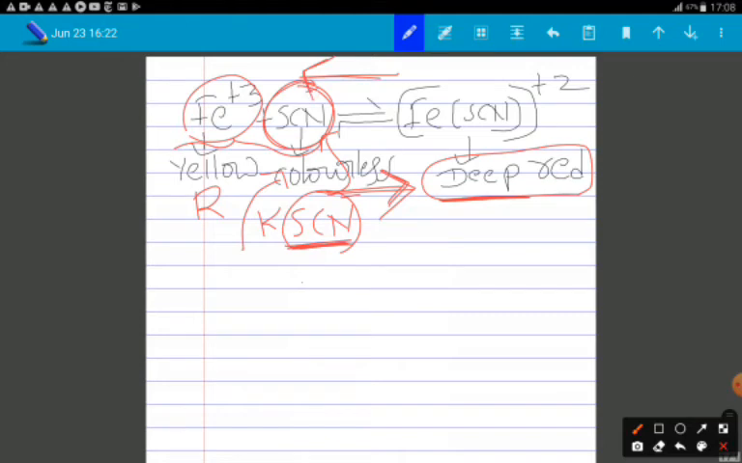Or if you want to increase the concentration, you add the reagent which has more Fe3+ ion. So the concentration on the reactant side increases and favors the forward direction, and you can see the increase in the deep red color intensity. Like this, we can see the effect of concentration on the equilibrium.